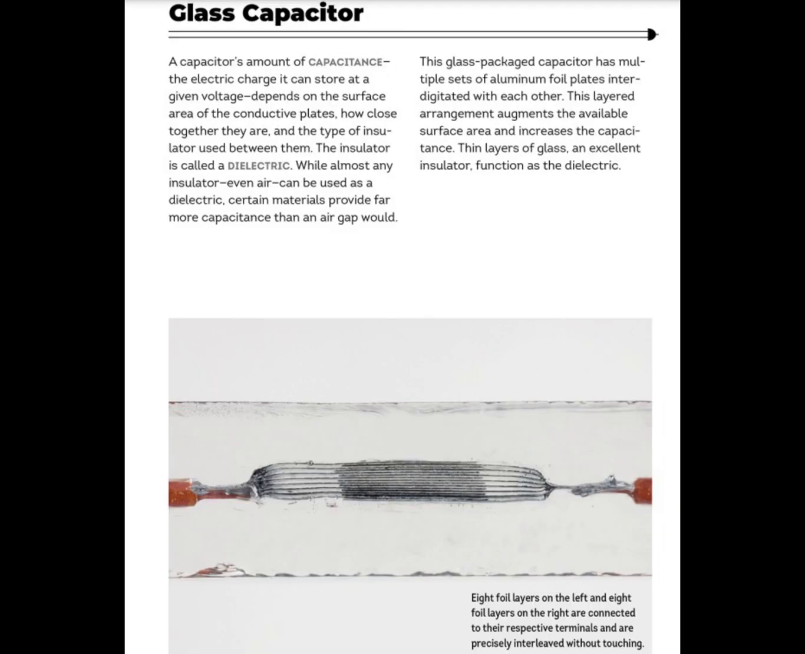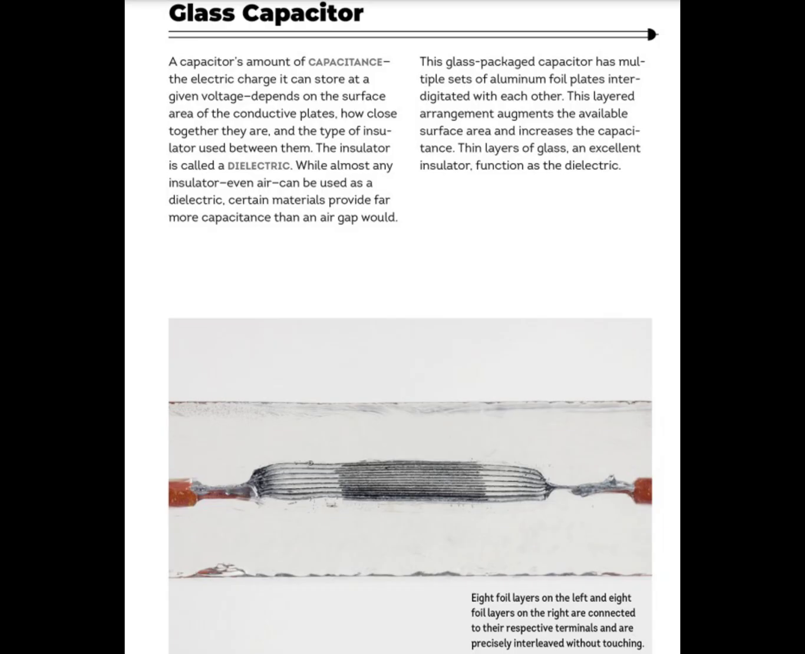Now we have the glass capacitor. A glass capacitor is a type of capacitor that uses glass as its dielectric material. These capacitors are known for their stability, reliability, and ability to perform well in a wide range of environmental conditions. Its key features, number 1, are the dielectric material. Glass serves as the insulating layer between the conductive plates, providing excellent electrical properties. Number 2 is the capacitance range, typically available in lower capacitance values, often in the picofarad to microfarad range.